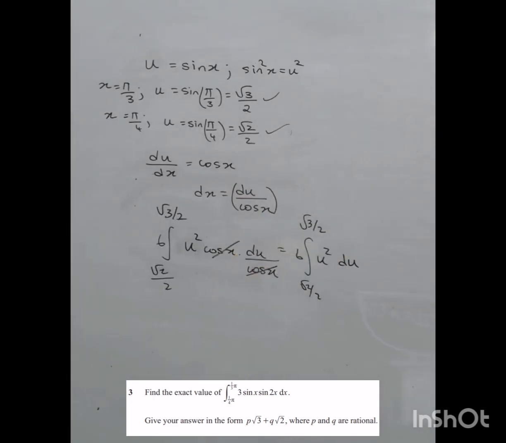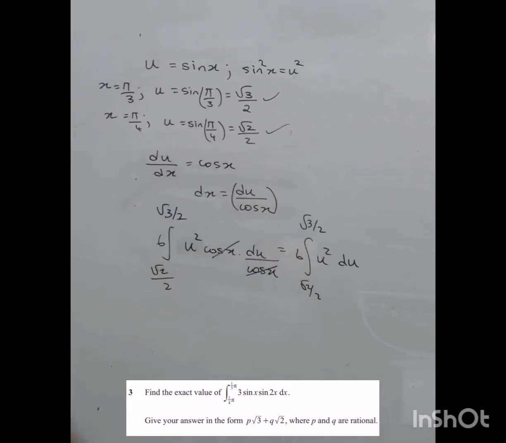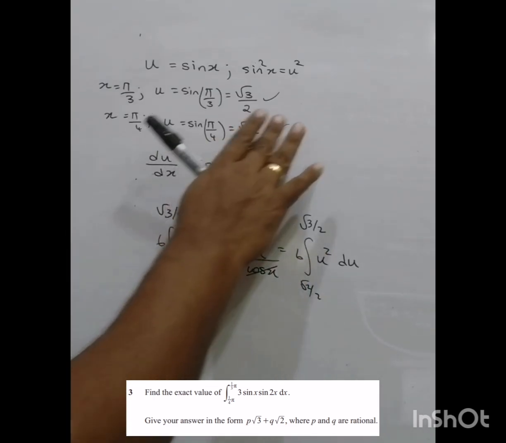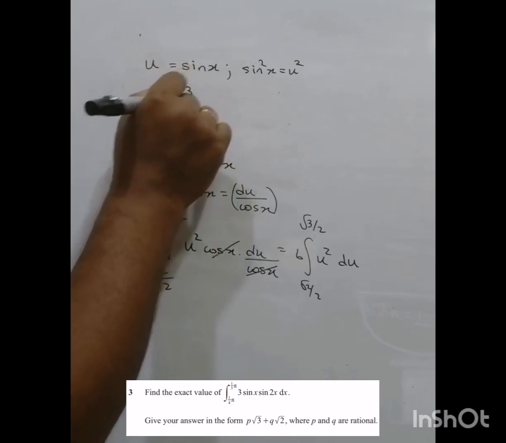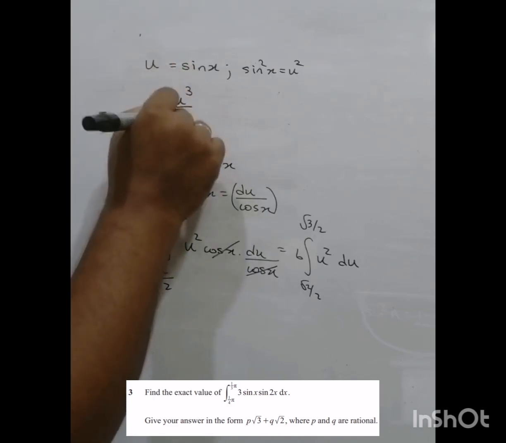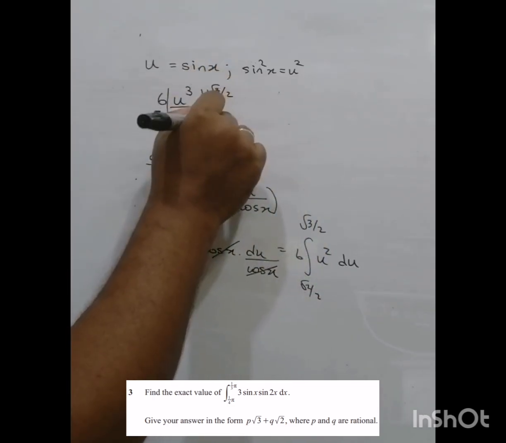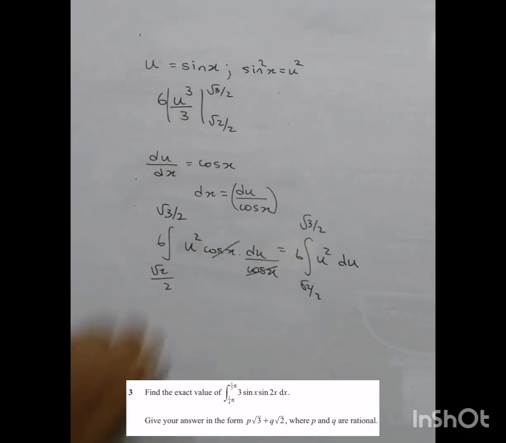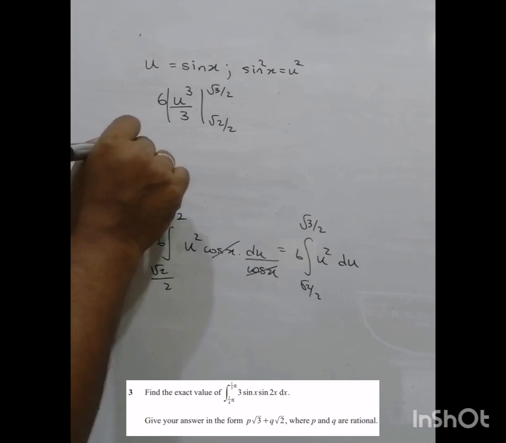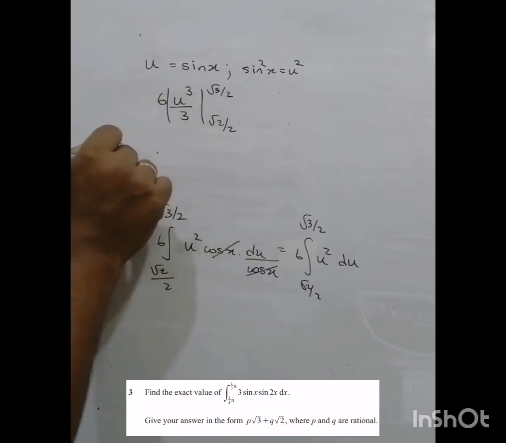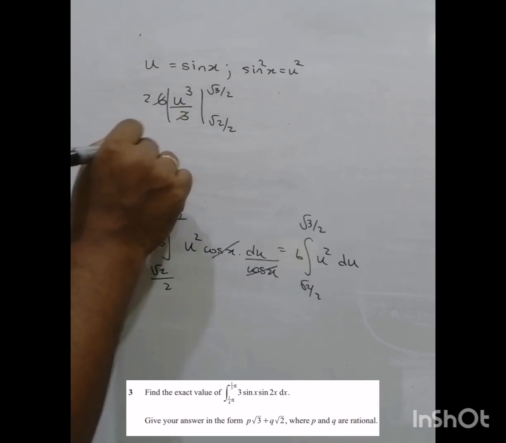Now we can just apply the basic integral rule and get the answer here. So this would be 6 times u cube over 3, within the limits of root 3 over 2 and root 2 over 2. Now we can just substitute the upper and lower bounds. We'll keep the 6 outside. 6 over 3 actually, so 6 over 3 is 2. That gives us 2 here, so we can keep 2 on the outside.